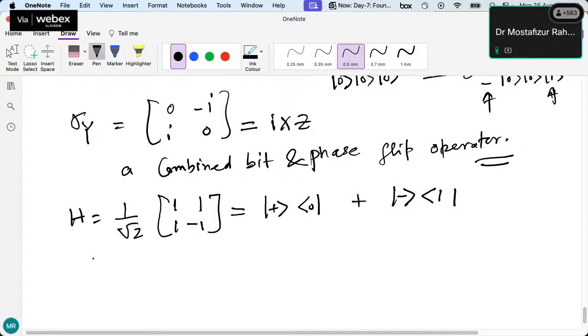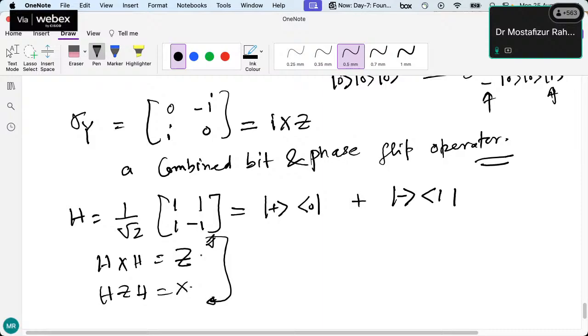And there are more relations. HZH equals X, and HXH equals Z. So in places where you want some Z operator for certain X basis measurement, you can convert the Pauli X operator to the Z operator by this relation, right? And in places where you feel you can better model certain information with bit flip error, you can always convert all the Z operators to the X basis using the Hadamard gate. So this is some relation.